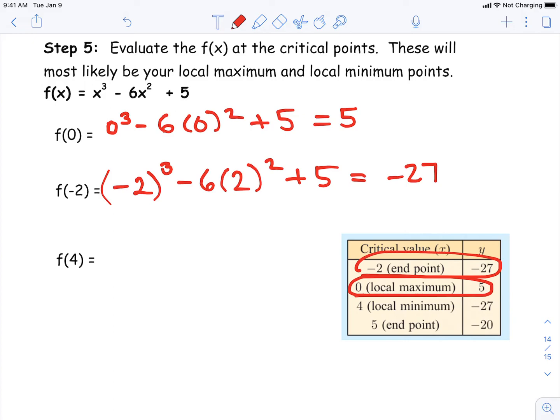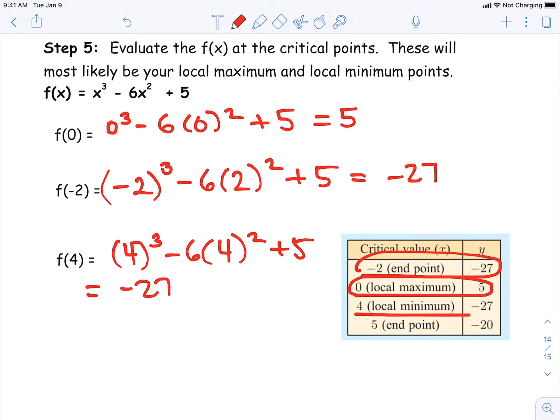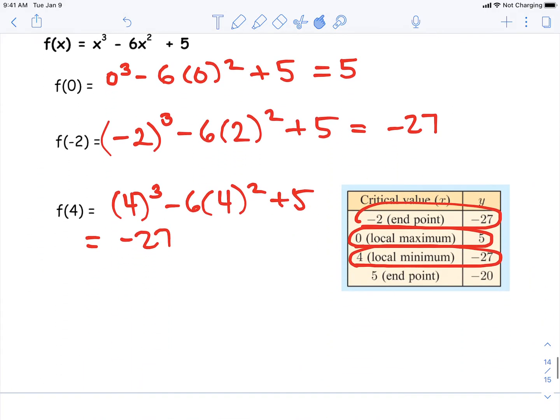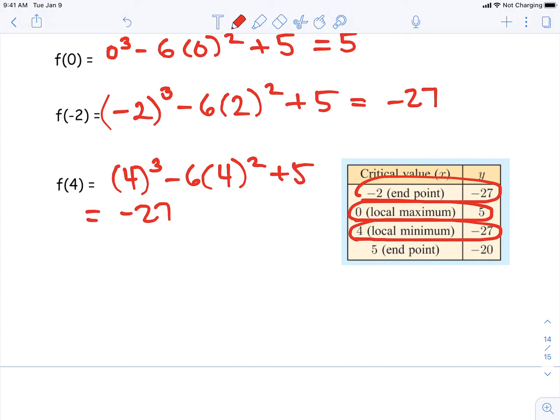Then we would substitute 4 in, the other critical point. And we get negative 27. So that is our other critical point, which is a local minimum. And then our last point, our end point, if we were to evaluate for f of 5, we get negative 20. So there is our end point.